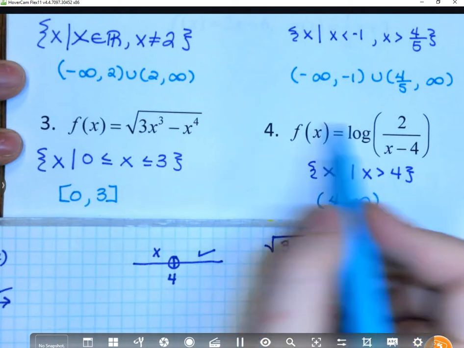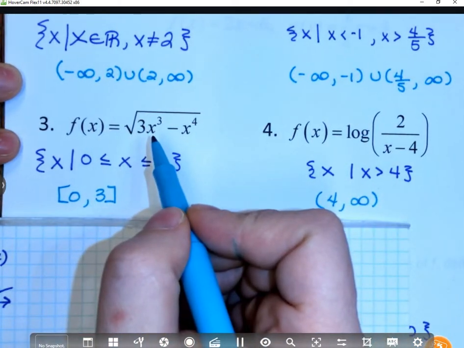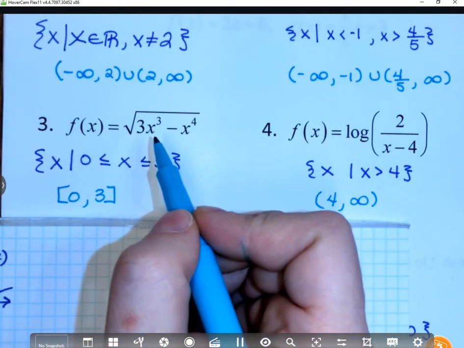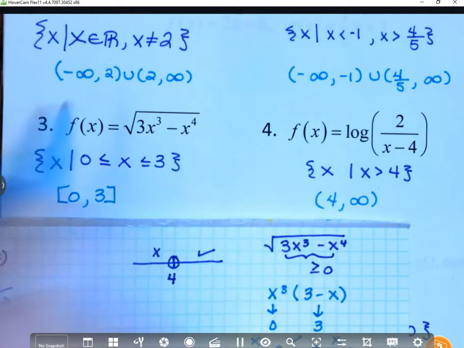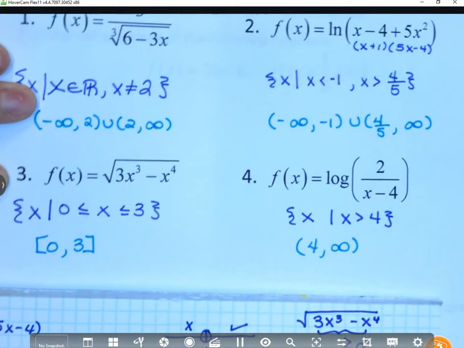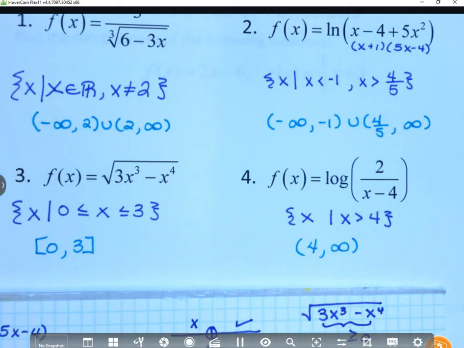Because it starts off as a square root. Square roots, you can be equal to 0. You can take a square root of 0, but it has to be positive. Okay? Logs cannot be 0. Logs and denominators are the ones that cannot be 0. Yes, ma'am?